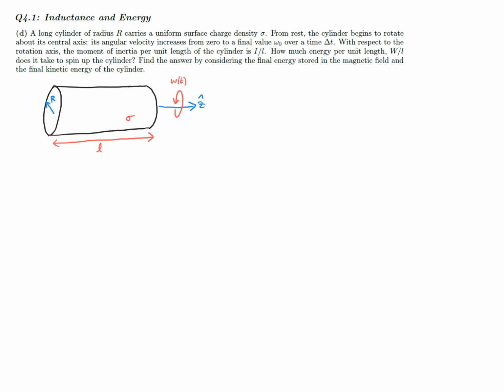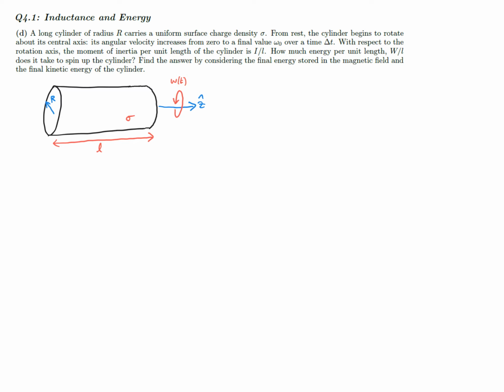Okay, so question 4.1d. This is a bit more complicated. We have a long cylinder of radius r carrying a uniform surface charge density sigma. So we imagine that we have some metal cylinder and it's charged up. The charge per unit area on the surface of the cylinder is sigma. This cylinder is initially at rest, and then it starts to rotate around its central axis, which I've illustrated here with this omega around the z-hat direction, which I'm taking to be the axis of this cylinder.